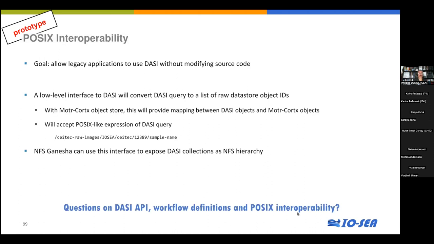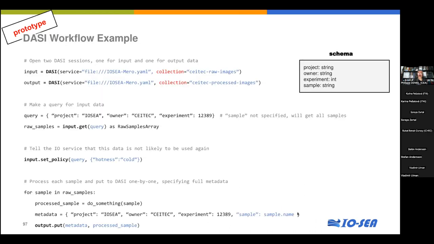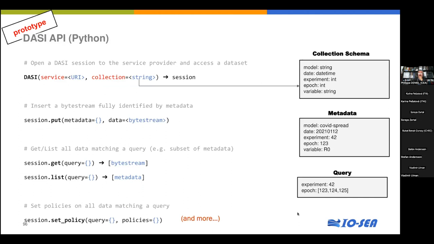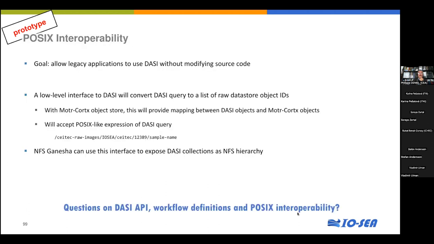Which is still a WIP, a work in progress, which will expose the information within Daisy in an NFS POSIX tree. For example, if I go back to this, we can have a tree which will contain COVID slash the date, 2021-01-12, slash the number of experiment, 42, slash the epoch, and slash the name of the variable. And it will be possible to build this namespace on the fly and use it to expose the information to the end users who do not want to use Daisy at all.